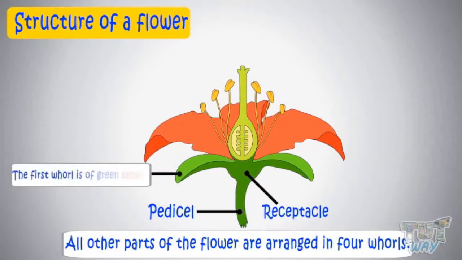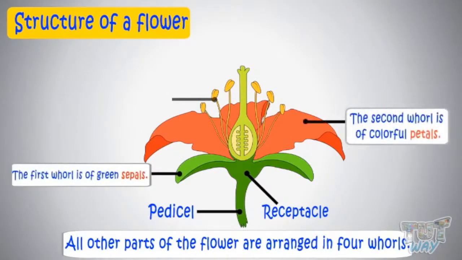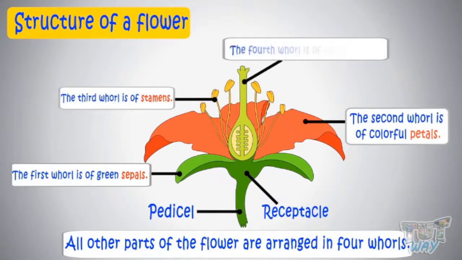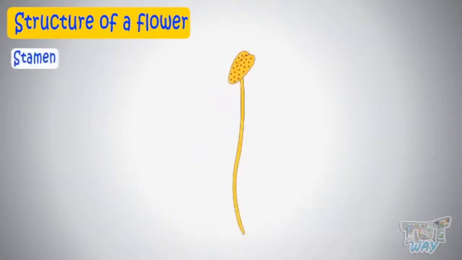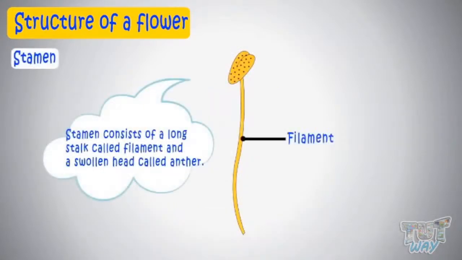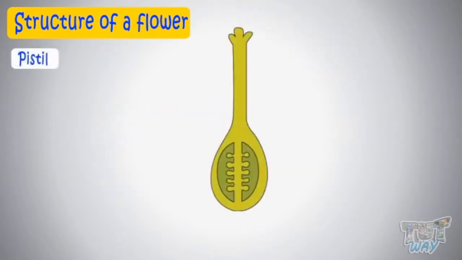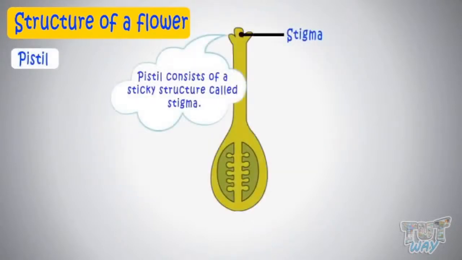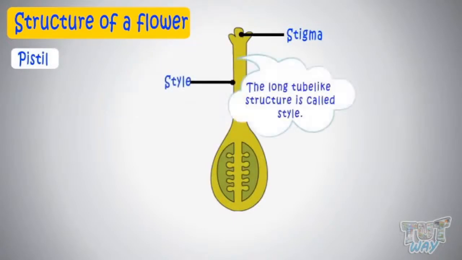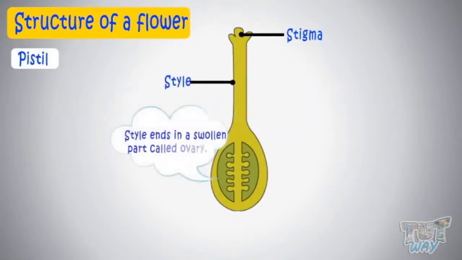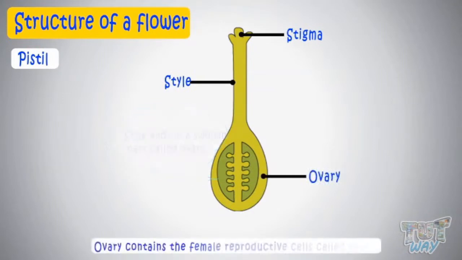We have the sepals, petals, stamens, which are the male reproductive organ, and the carpel or pistil, the female reproductive organ. Stamen consists of a long stalk called filament and a swollen head called anther, which consists of numerous tiny pollens, which are the male reproductive cells. Pistil consists of a sticky structure called stigma attached to the tube-like structure called style. It ends in a swollen part called ovary, and this contains the female reproductive cells.